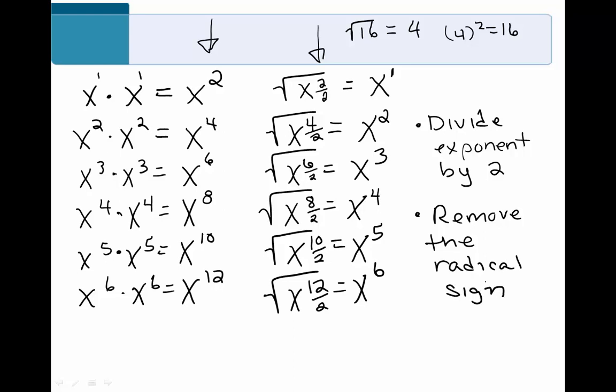Notice, for instance, the square root of x to the 12th is equal to x to the 6th. Notice we had to remove the radical sign once we took the square root. Okay, the square root of x to the 12th is x to the 6th. So that will help you understand the writing that I have on the next page.